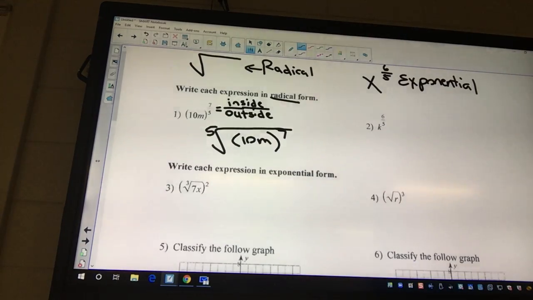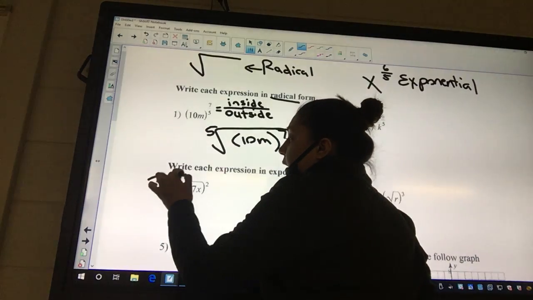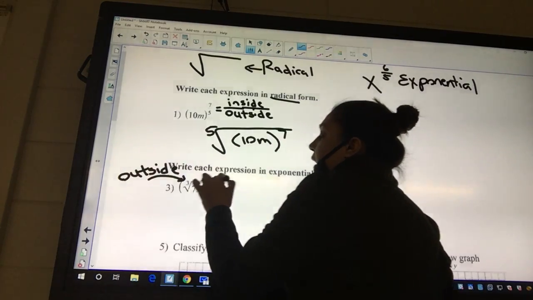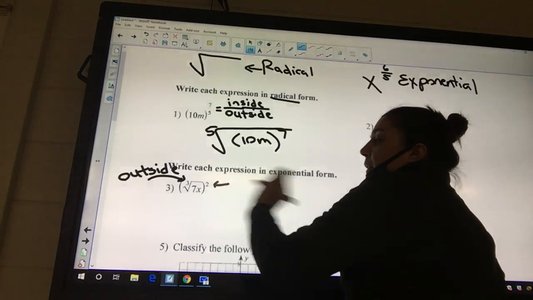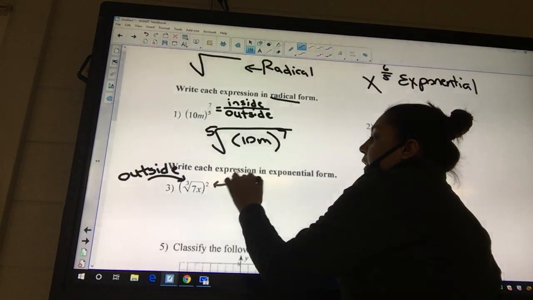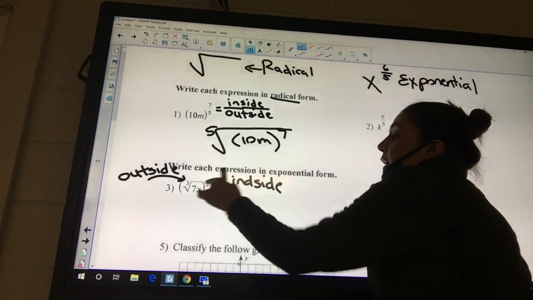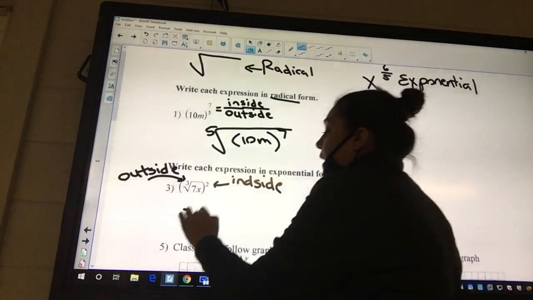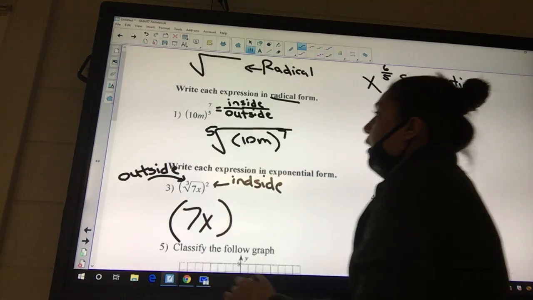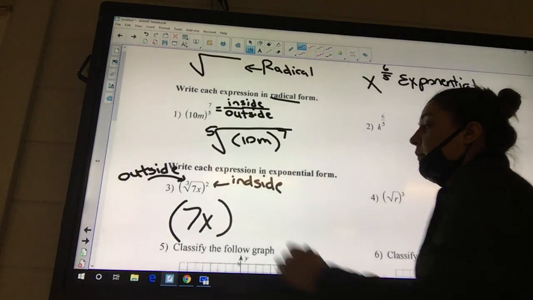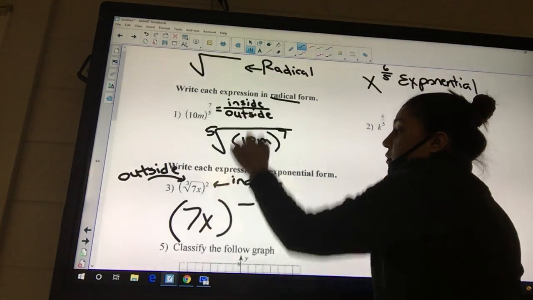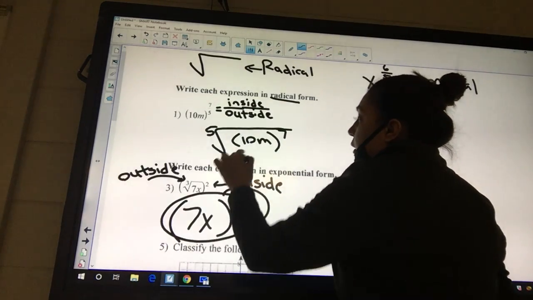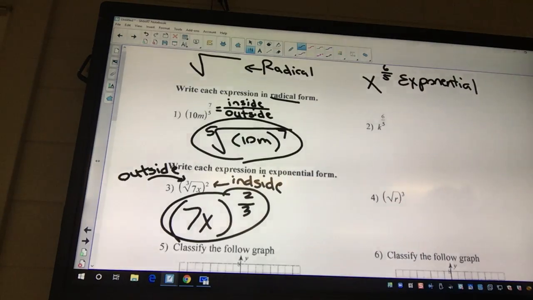Okay, these work the same way. See how look, like this one is the outside. And the inside. Even though it's not inside, if it's on this side, then you know it's on the inside. Okay, and so this one, it's in radical form. We need to go to exponential form. And so you're gonna have 7x. And what goes on the top? 2. And then what goes on the bottom? 3. I should have left you guys some more room to take notes, so I apologize.